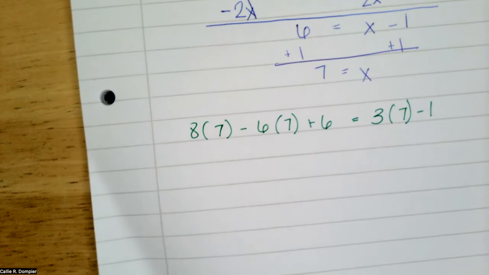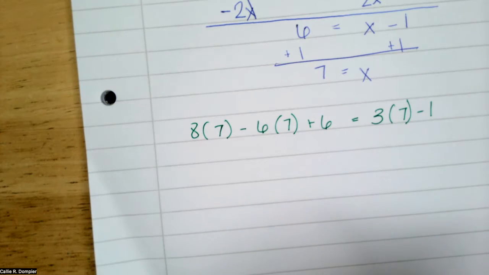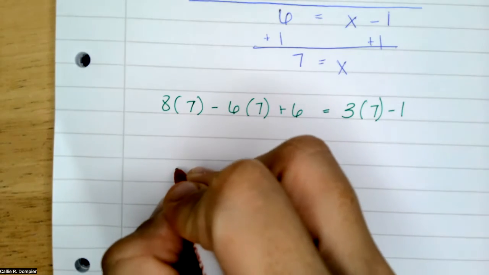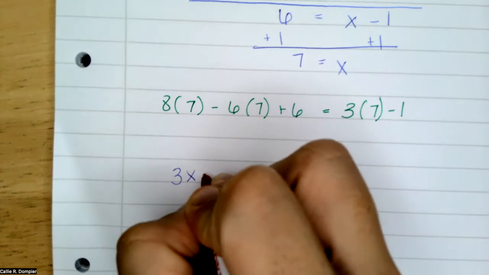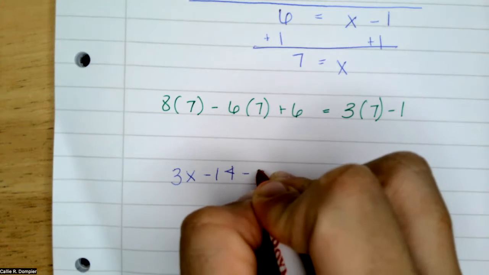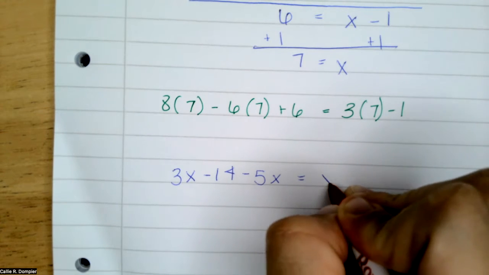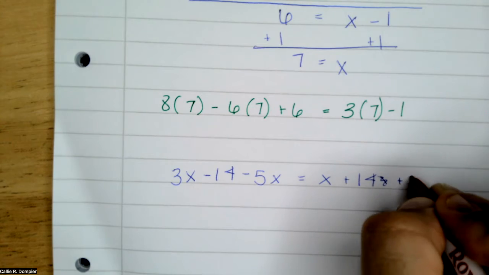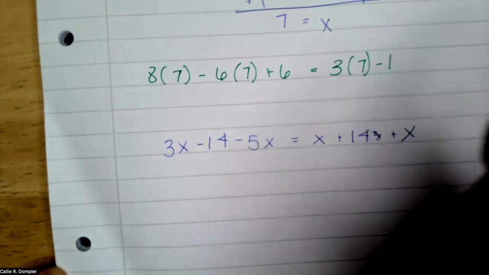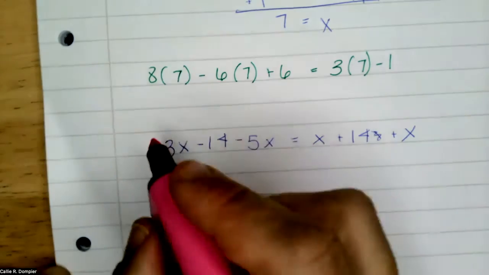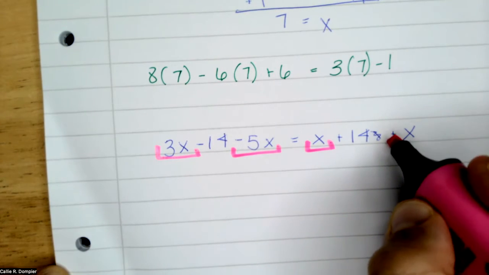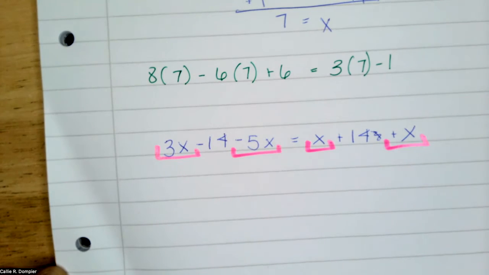All right, our last example is 3x minus 14 minus 5x equals x plus 14 plus x. Good? All right, so we're going to combine the terms 3x and negative 5x. And over here, we're going to combine x and positive x. Those are both positives. Good?